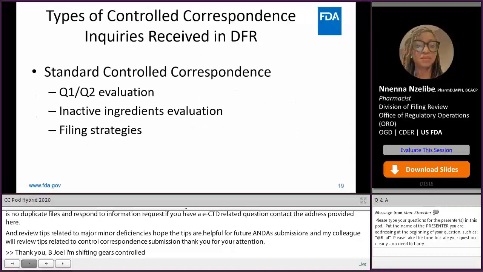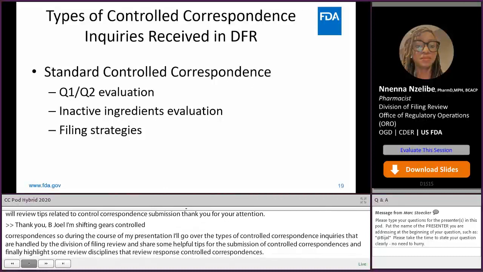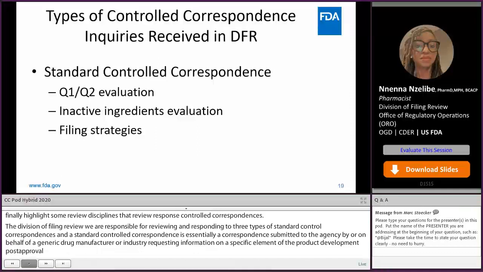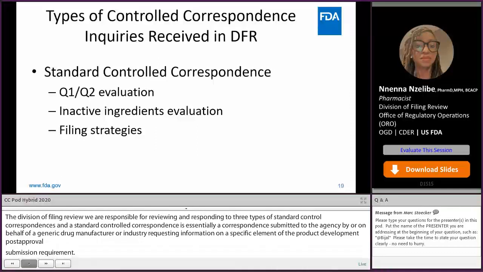At the Division of Filing Review, we are responsible for reviewing and responding to 3 types of standard controlled correspondences. A standard controlled correspondence is essentially a correspondence submitted to the agency by or on behalf of a generic drug manufacturer or related industry requesting information on a specific element of the generic drug product development or post-approval submission requirements. So the 3 types of standard controlled correspondences handled by the Division of Filing Review are Q1, Q2 evaluations, inactive ingredients evaluations, as well as filing strategy inquiries.